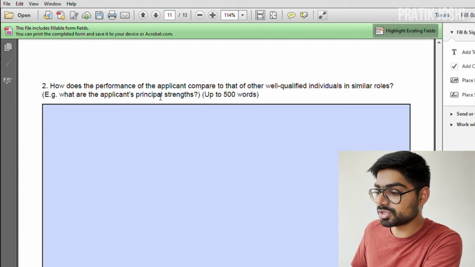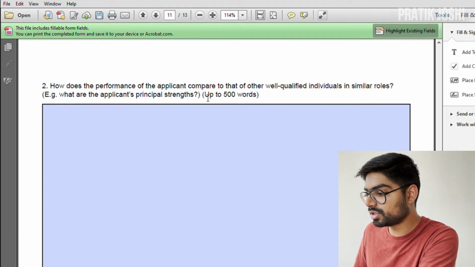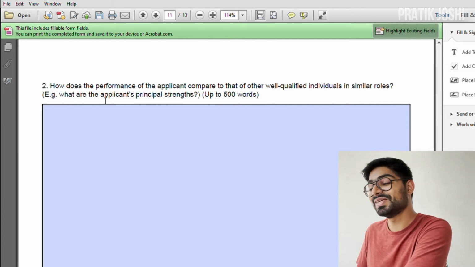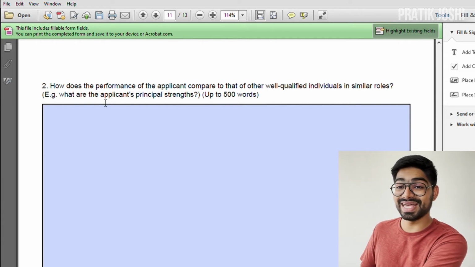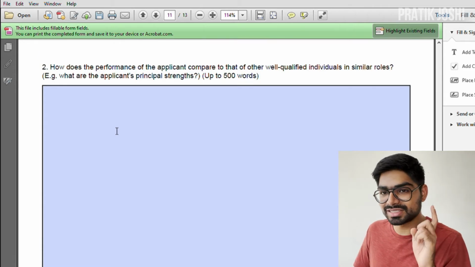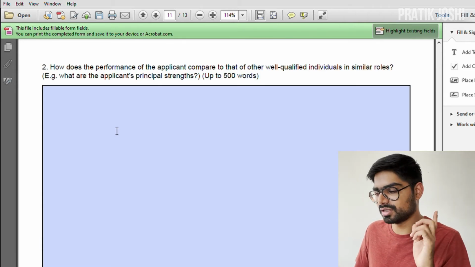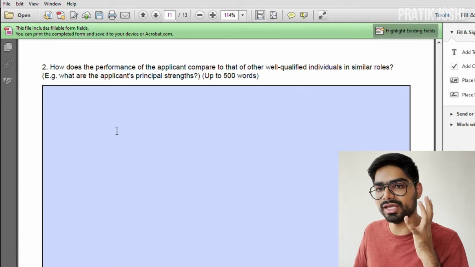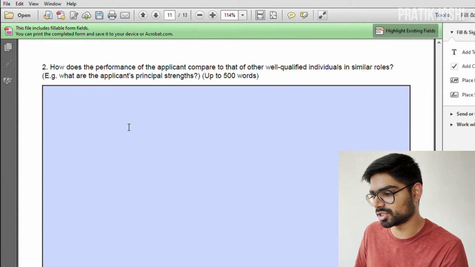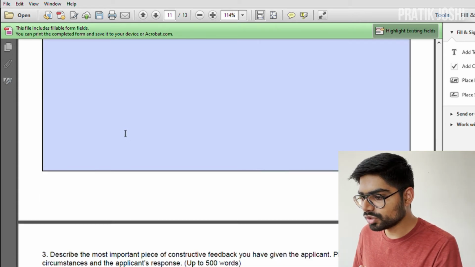How does the performance of the applicant compare to that of other well qualified individuals in similar roles? For example, what are the applicant's principal strengths? As I said, this is very, very important. It allows up to 500 words. Here your recommender can write whatever he actually feels about you, why you are special. Go to the next question.